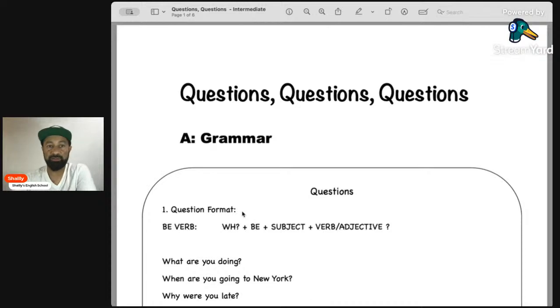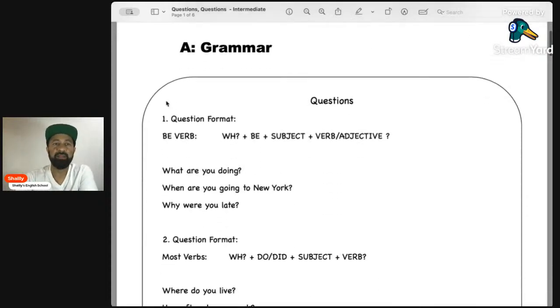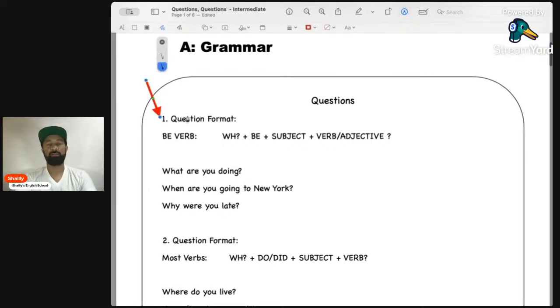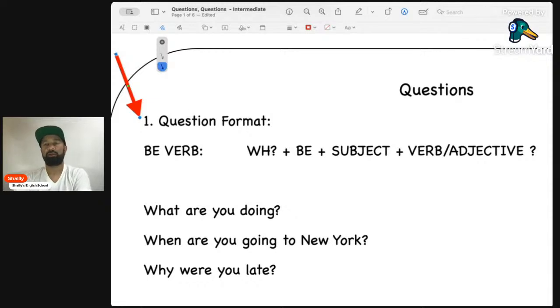As you can see, the title, questions. One of the most common formats is format number 1. Let's make this bigger so it fits onto the screen. One of the very first question formats is using the be verb. Whenever we're making a question using the be verb, especially a WH question, we will have the pattern that we're going to follow.